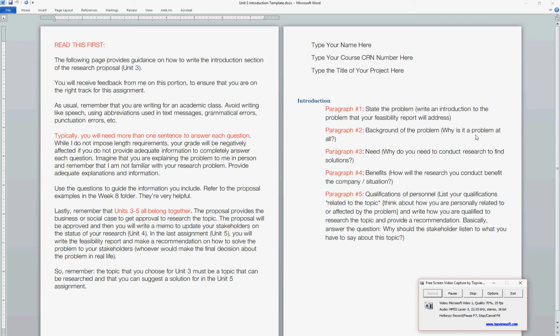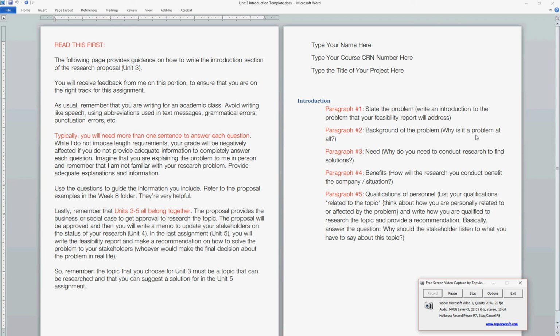The third paragraph, need, is related to the background of the problem. Why do you need to conduct research to find solutions? So usually this may be related to your experience with this problem or experiences of your team members or whatever your topic is. I don't know what everyone's topic is right now, but if you're trying to solve a business problem, the need, why do you need to do it? That's what you're trying to answer.